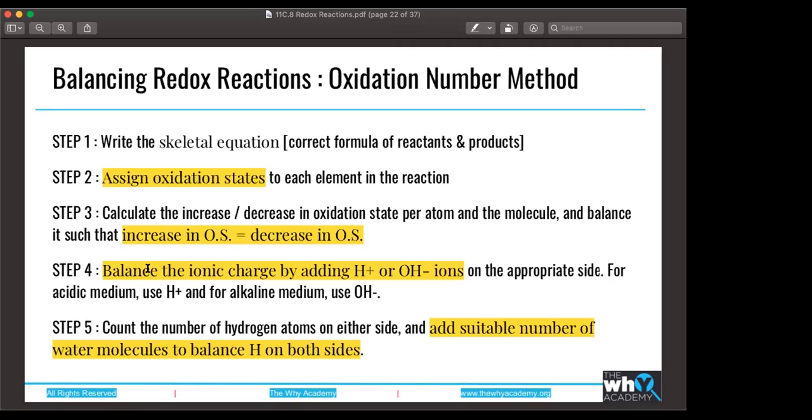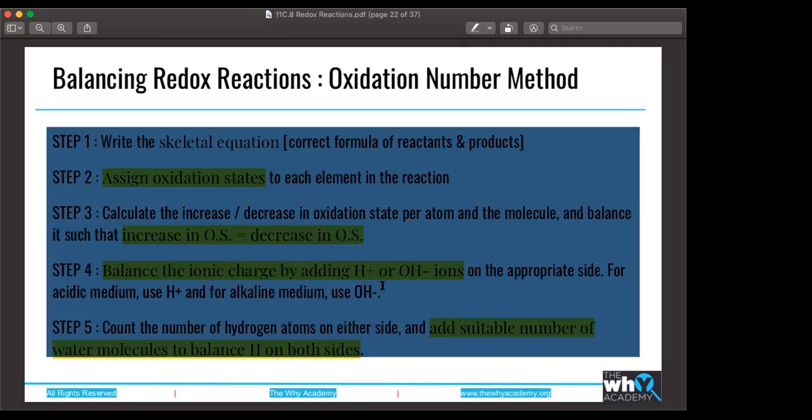Then step 4, balance the ionic charge by adding H plus or OH minus on the appropriate side. You will get this information from the question statement itself. If the question states that it is an acidic medium, then you use H plus. If you need to increase the charge on the LHS, add more H plus on the LHS. If you need to decrease the charge on this side, then you add more H plus on the RHS. And if the question states that it's an alkaline medium, use OH minus.